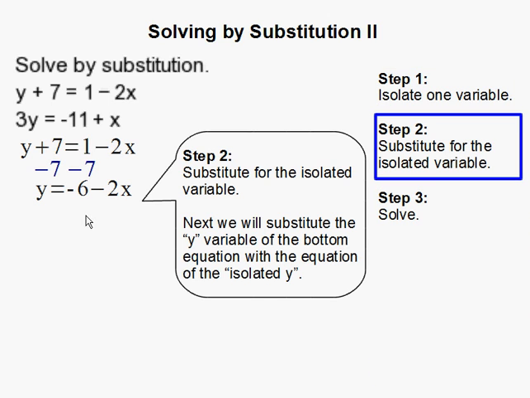Now once I get y by itself, step 2 is to substitute for the isolated variable. And this means to substitute the content of our isolated variable into the other equation. So the y of our bottom equation gets replaced with the isolated y, the contents of that isolated y. So our y becomes negative 6 minus 2x, which is from here, and the rest of the equation remains the same.